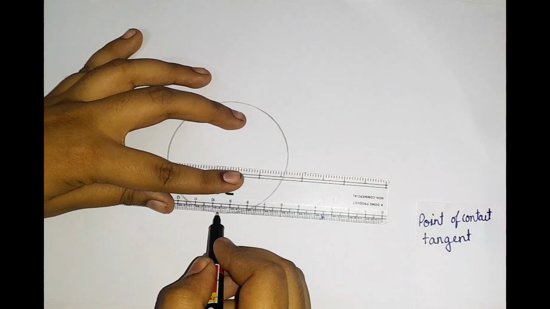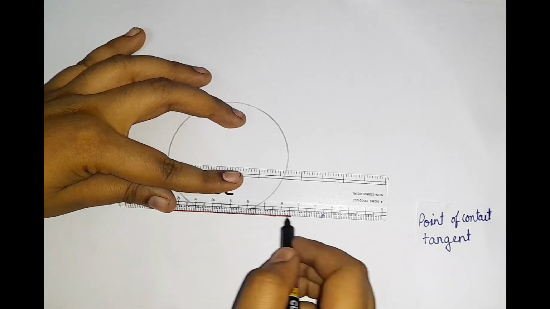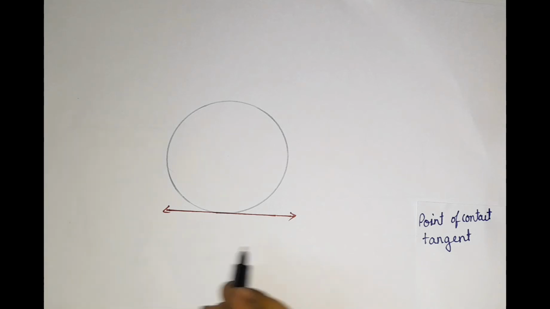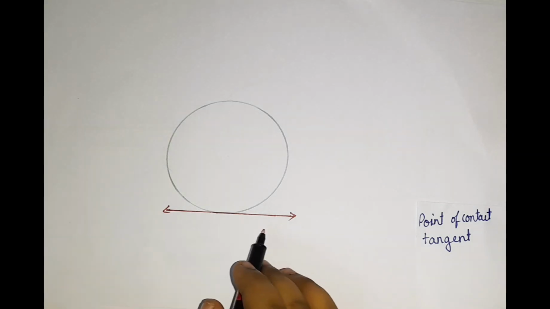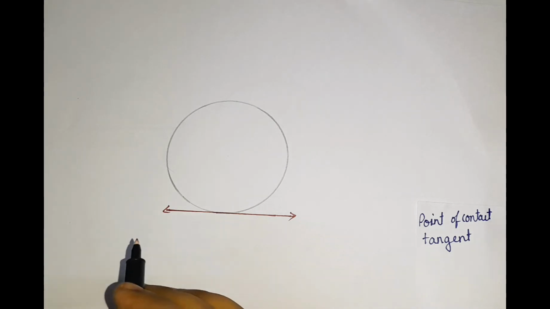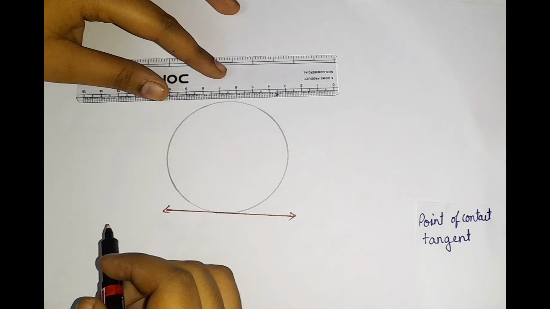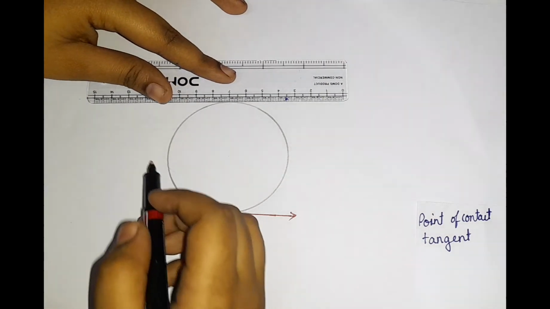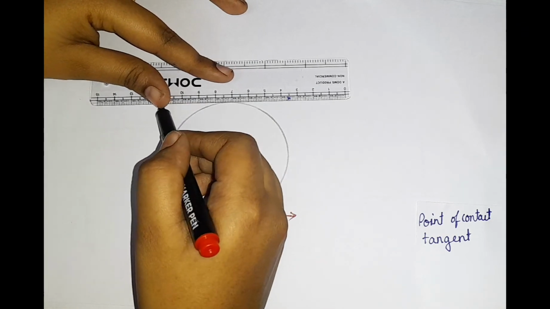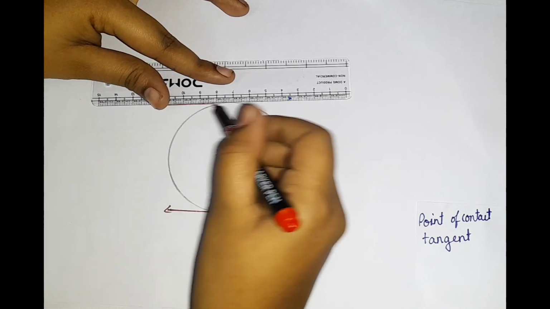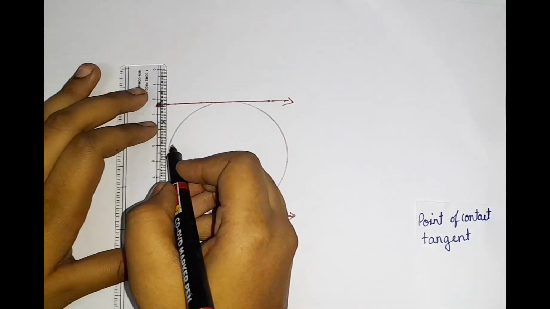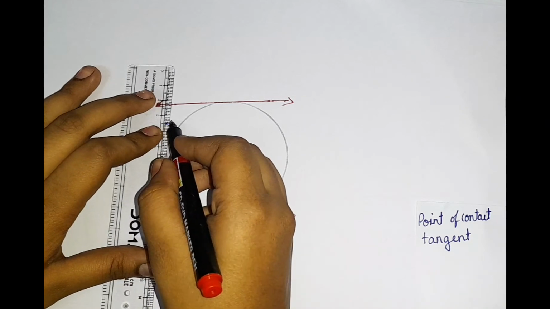A tangent means a line which is touching the circle. So this is a tangent. The question is, can this line form on another side of the circle? That is a good question. The answer is yes, it can form on any side of the circle. For example, it can form here. This is also a tangent, and here also we can say it is a tangent.